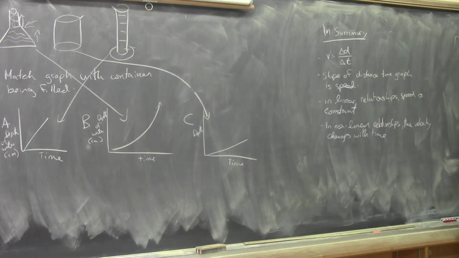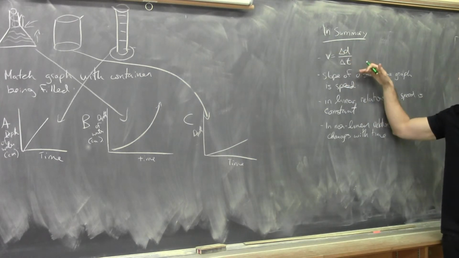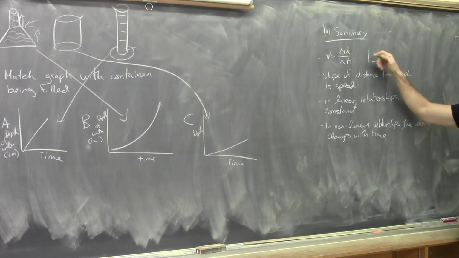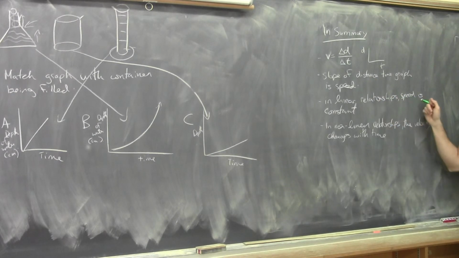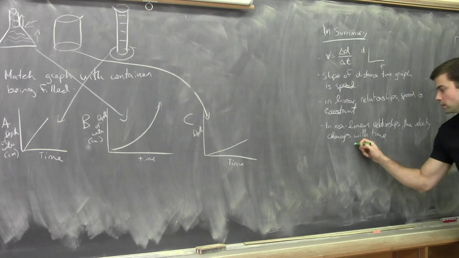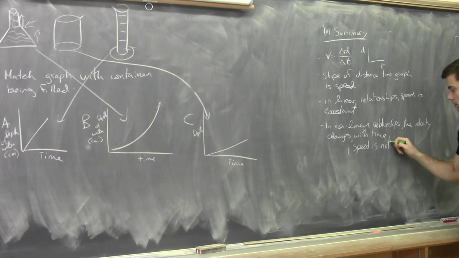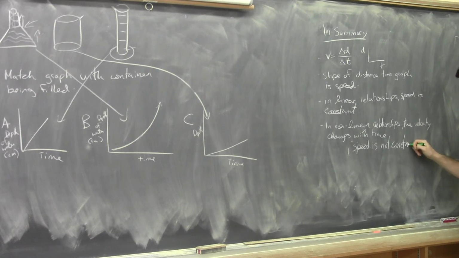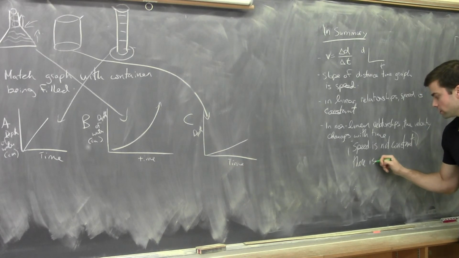In summary, our velocity or our speed, which we call V, is equal to our change in distance over our time. That's from a distance time graph. The slope of a distance time graph is speed. In a linear relationship, speed is constant, and in a nonlinear relationship, the velocity changes with time. Okay, in other words, speed is not constant. And there is acceleration.